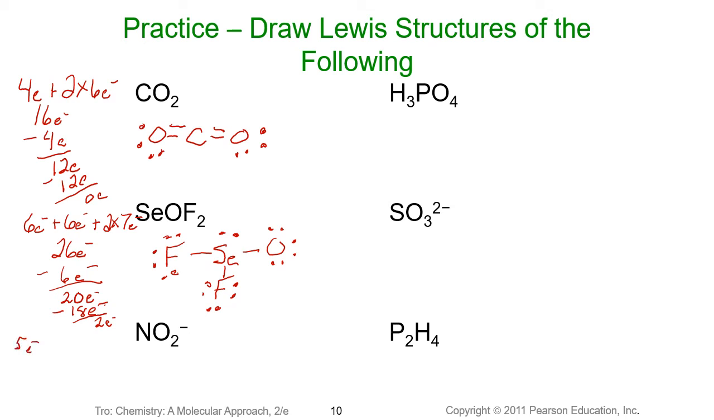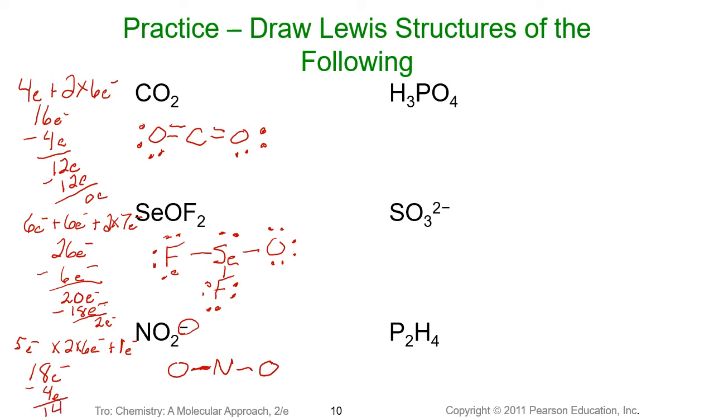NO2-, so this is nitrite. Nitrogen has 5 electrons. Each oxygen has 6 electrons. And we have an additional electron from the negative charge. And so we have a total of 18 electrons to use in our nitrite. We want the least electronegative element in the center, which is our nitrogen. We draw our oxygens around.